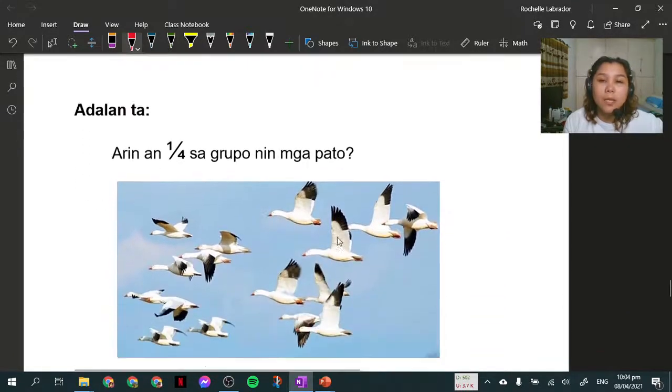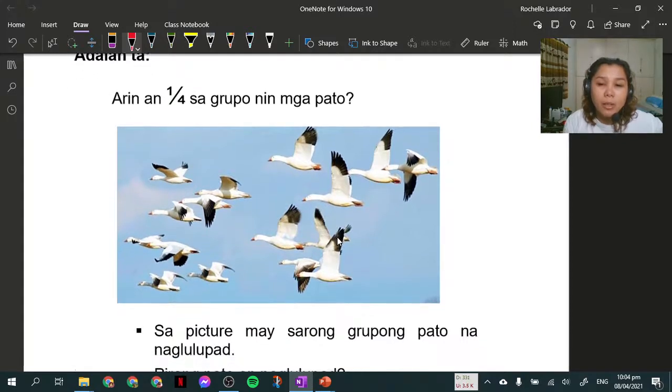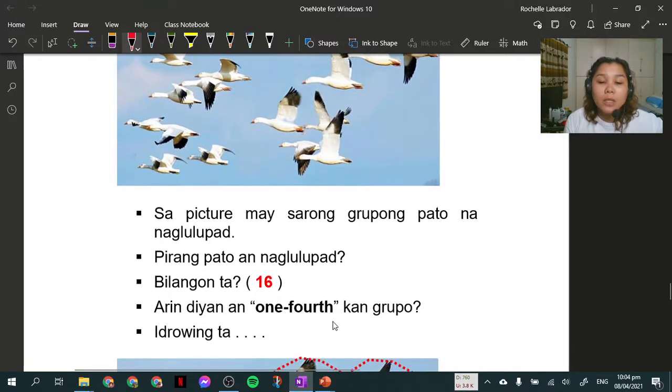Okay. Next one, this time, 1/4 sa grupo ng mga pato. So, iba naman na direction yung mga pato. 1, 2, 3, 4, 5, 6, 7, 8, 9, 10, 11, 12, 13, 14, 15, 16. So, this time we have 16 ducks. Sa picture, may isang grupong pato na naglulupad. We counted them. It's 16. Alin dyan ang 1/4 kang grupo?